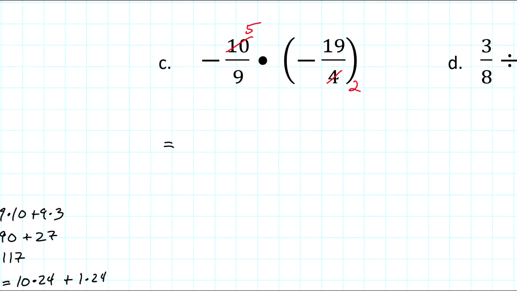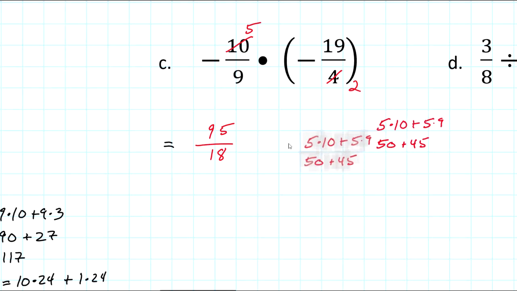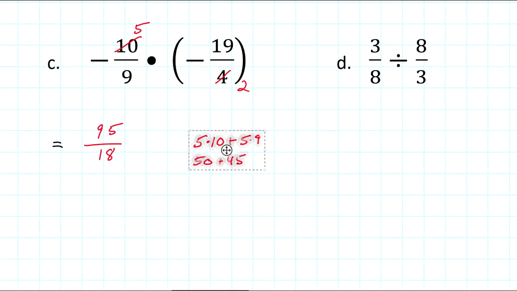That's going to be 5 times 10 is 50, plus 5 times 9, that's 50 plus 45, that is going to give us 95 on top. And then 9 times 2 is 18 on the bottom. And we're done because we've already reduced. So that's it. That's all we have to do for that one.